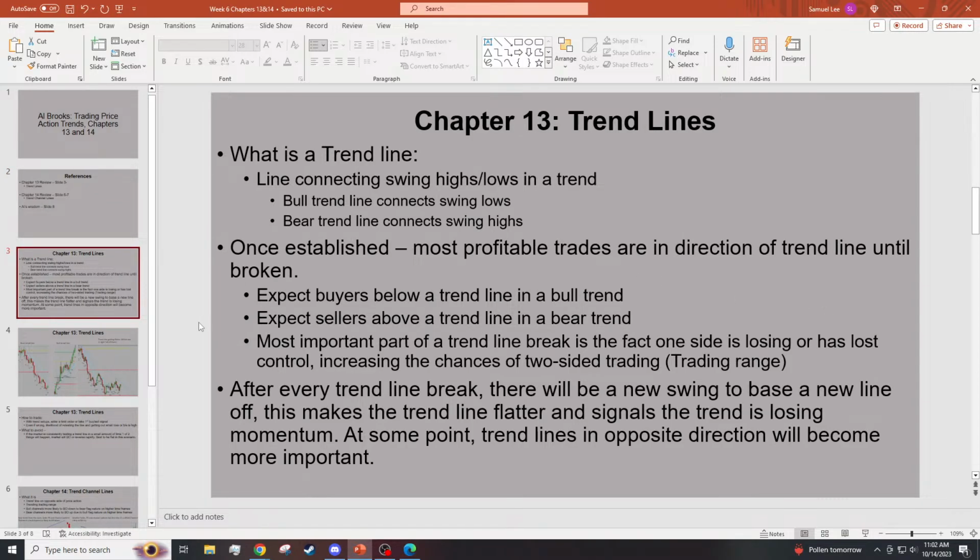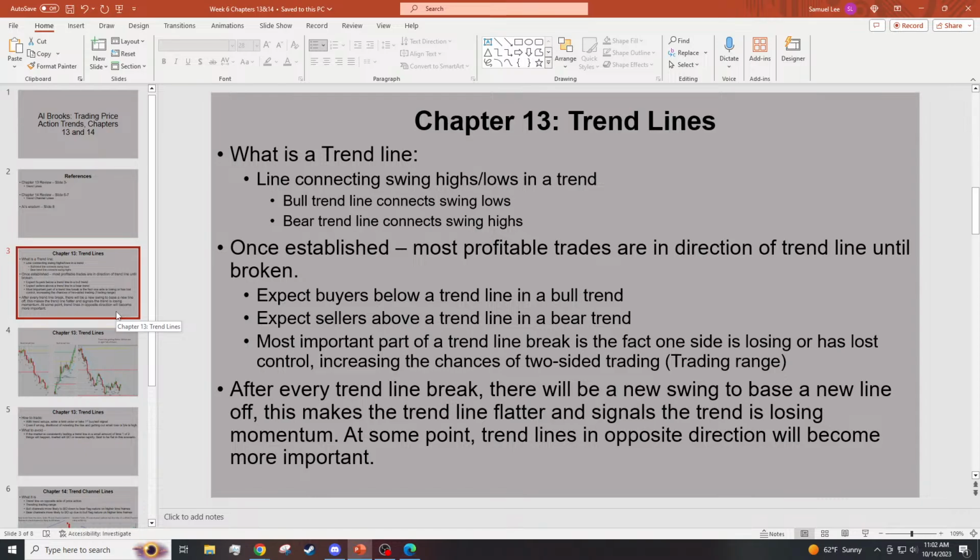So trend lines, it's a lot for such a simple thing, but I just wanted to be very clear. A bull trend line connects swing lows and a bear trend line connects swing highs. Everybody knows it, okay? When they're established, the most profitable trades are with trend trades, and you can always expect buyers below a bull trend line and expect sellers above a bear trend line.